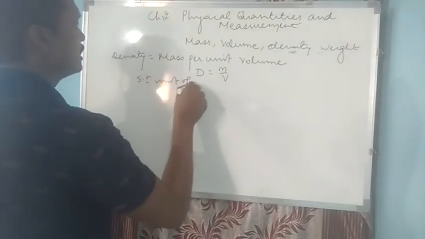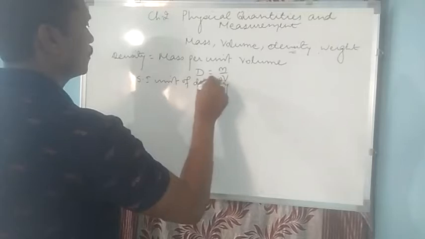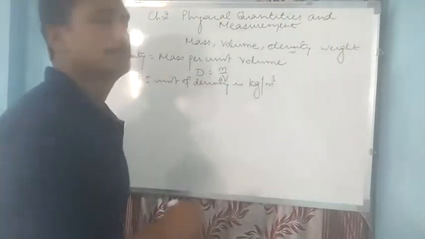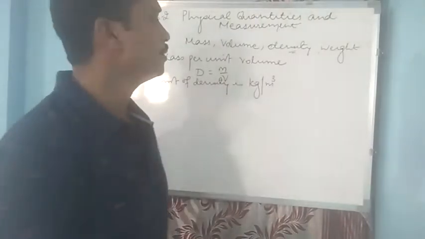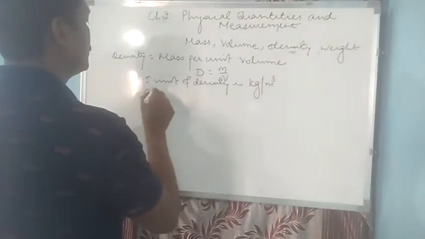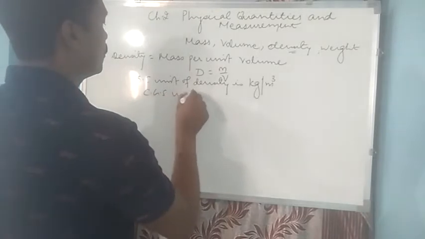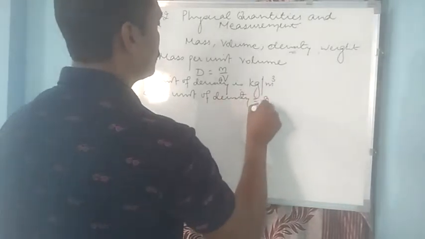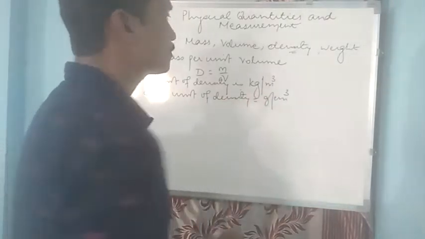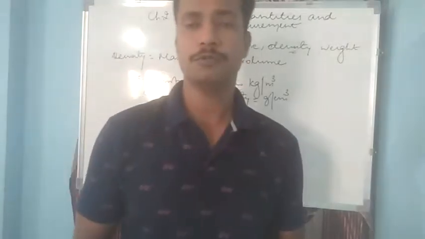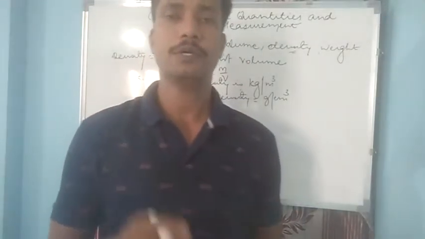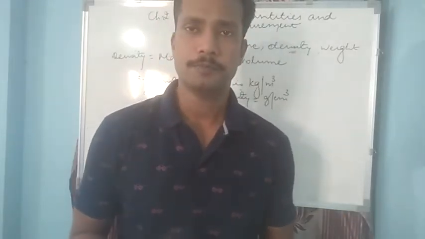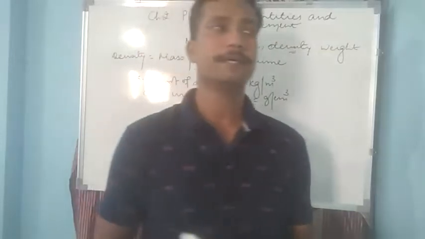The SI unit of density is kg per meter cube. You can see the SI unit is kg per meter cube, and the CGS unit of density is gram per centimeter cube. And it is very important to know how to convert kg per meter cube into gram per centimeter cube and vice versa. So let us see.